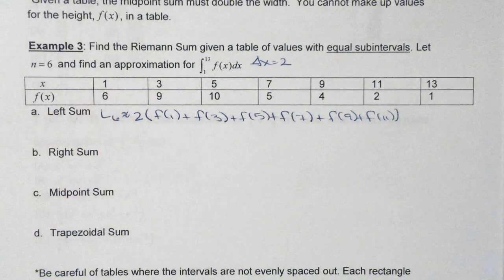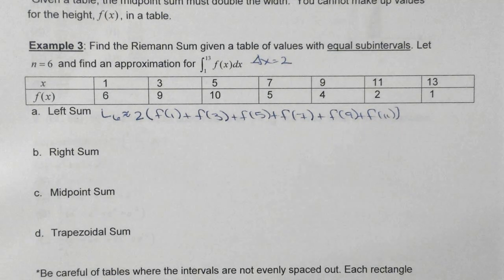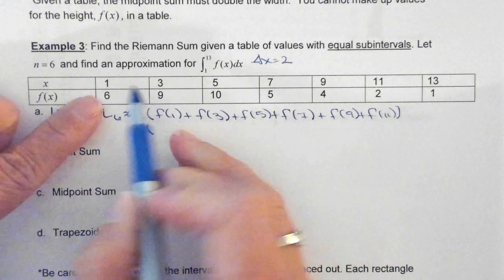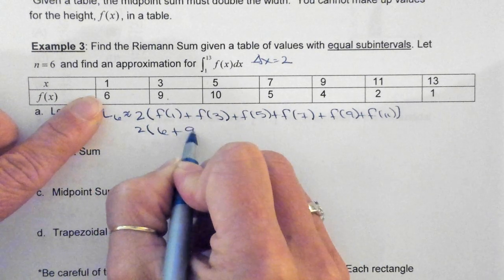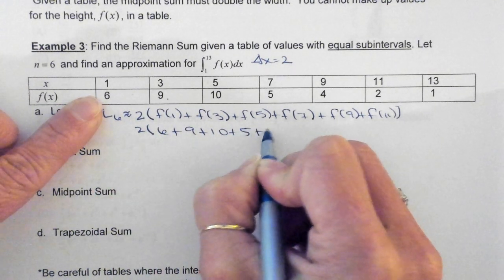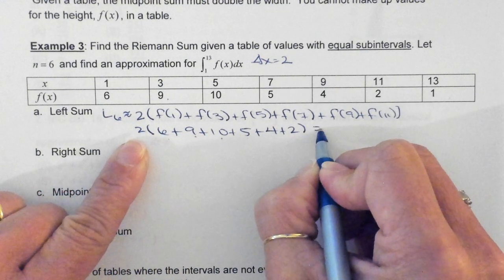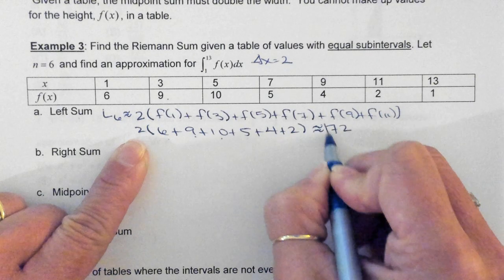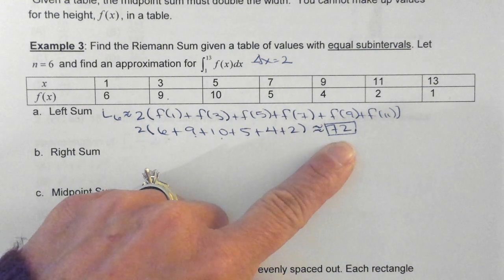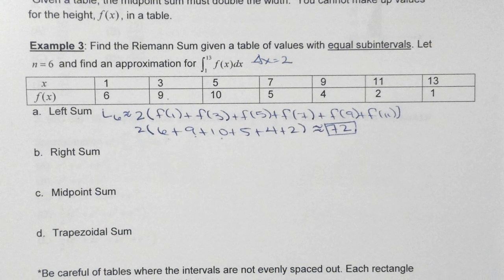The good news is they already did most of the work for you. You just need to write out how you are finding this area. Does everyone understand what I'm saying? Okay, so now we just say 2 times 6 plus 9 plus 10 plus 5 plus 4 plus 2. So this is what, 15, 25, 36. So what is this? 72. Can I ask you if this is an over or under? You don't have enough information, right? Yeah. Okay, so that's it. That's all you can do. Easy? Okay, equal subintervals, fave. Okay, unequal, not so favorite.